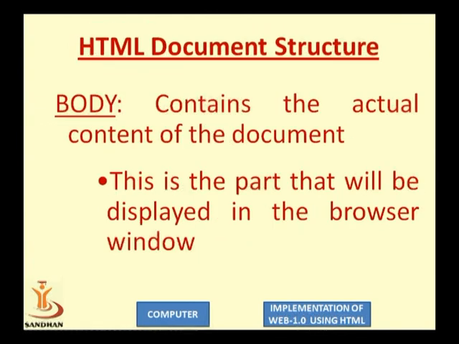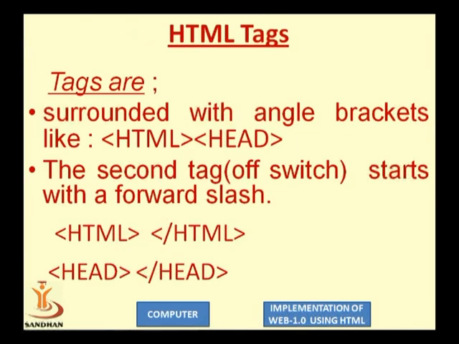Head is there. After head, the second major part of HTML is body. Body contains the actual content of the document, and this is the part that will be displayed in the web browser window. So body is a very important part of an HTML document. Whatever we want to write on web browsers, everything is in the body part. So these are mainly the two parts of an HTML document.